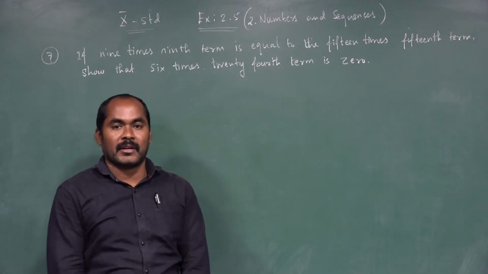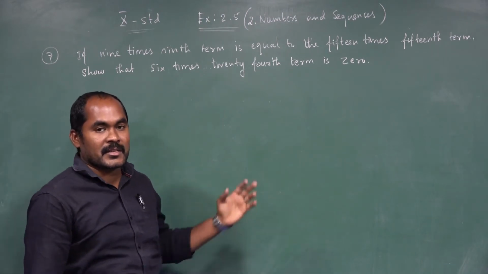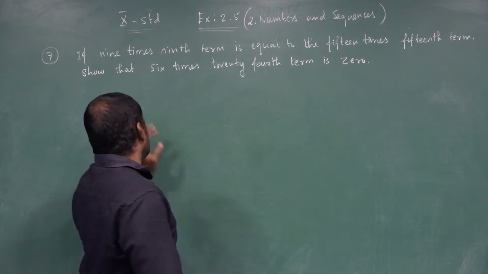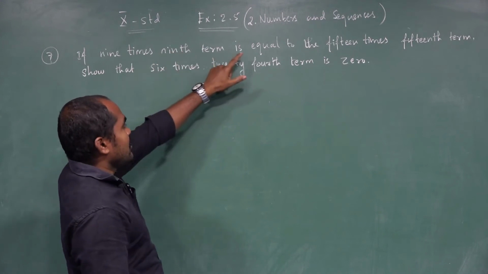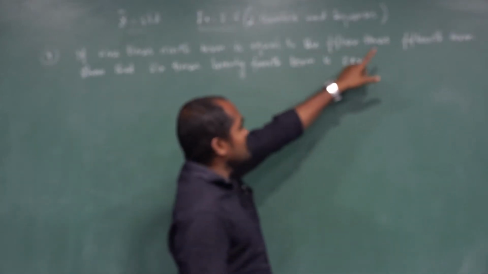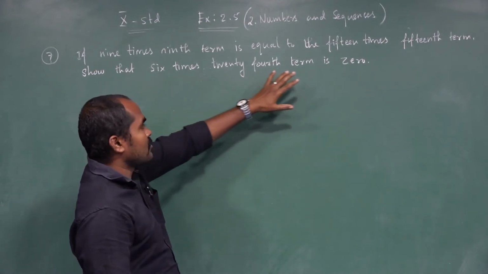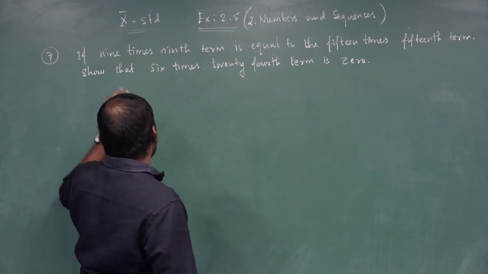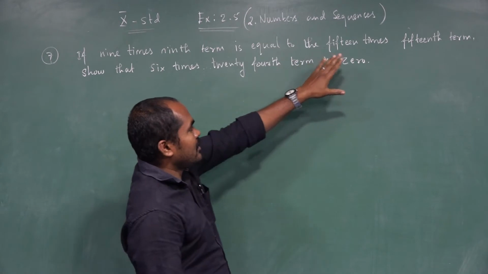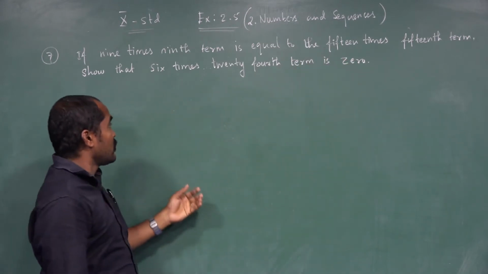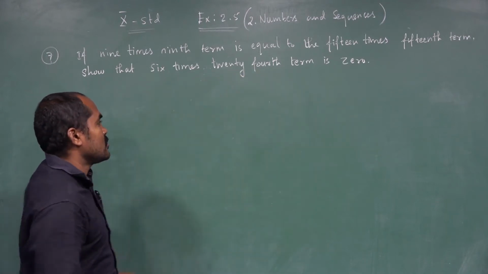Hi students, today I am going to teach 10th Maths Chapter 2 Numbers and Sequence Exercise 2.5, 7th sum. If 9 times the 9th term is equal to 15 times the 15th term, show that 6 times the 24th term is 0. So given 9 times the 9th term is equal to 15 times the 15th term, we want to show 6 times the 24th term is 0.